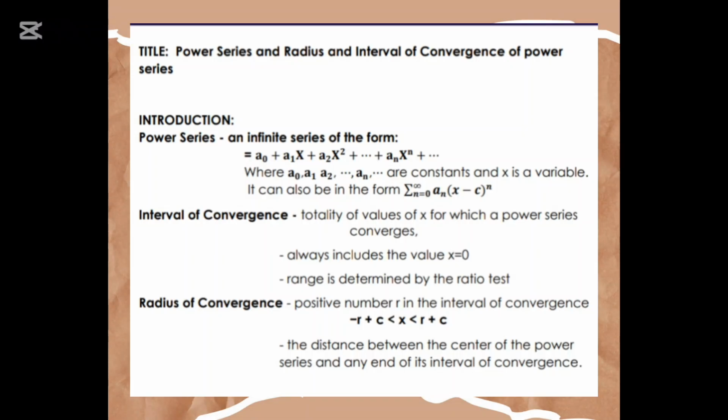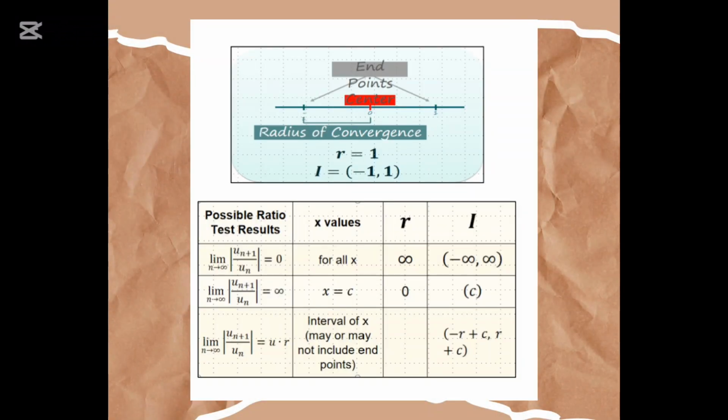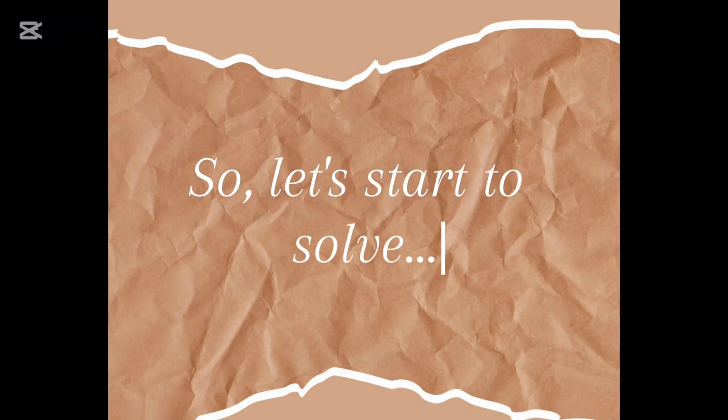Now, you can see the meaning of the power series, the interval of convergence, and the radius of convergence, which are used in power series. In figure 2, the table shows the possible ratio test results of the x values, the radius, and the interval of convergence. So, let's start to solve. Let's start with number 1.